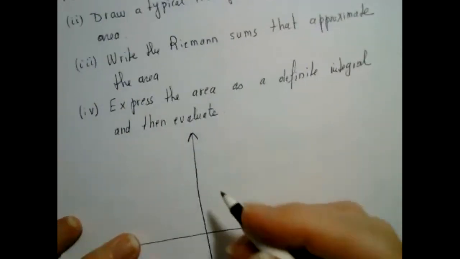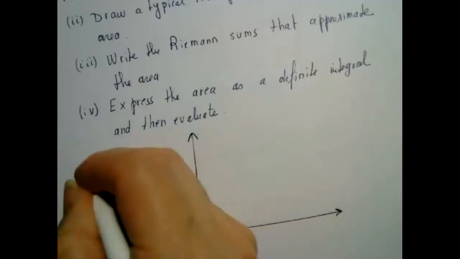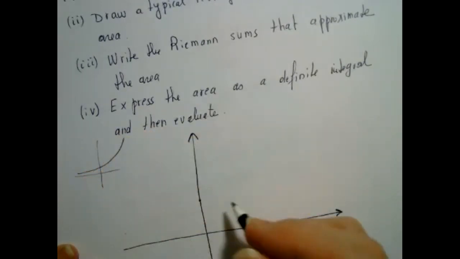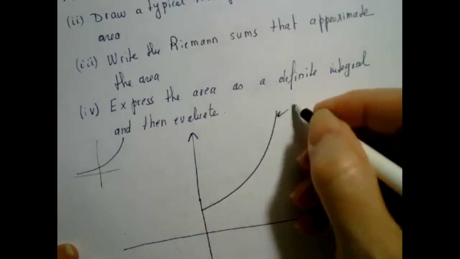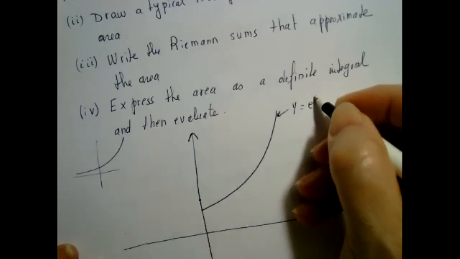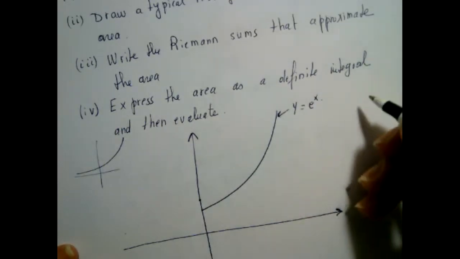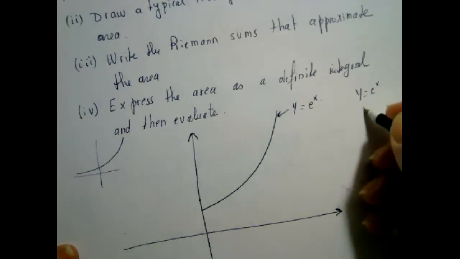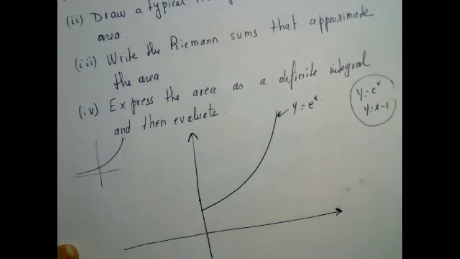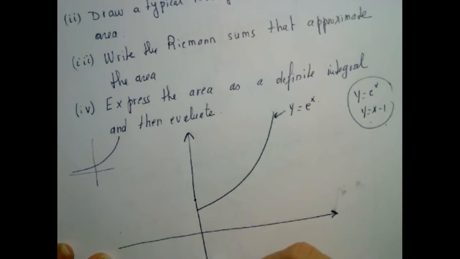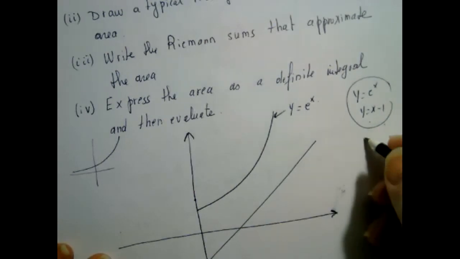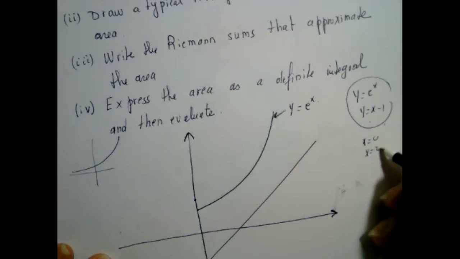Now, y equals e^x, we should know how e^x looks. It goes like this, and I want it between 0 and 2, so this is the graph of y equals e to the x. Then y equals x minus 1. That's nothing more than a line. At x equals 0, it's minus 1, and then it's a line that goes like this, between x equals 0 and x equals 2.